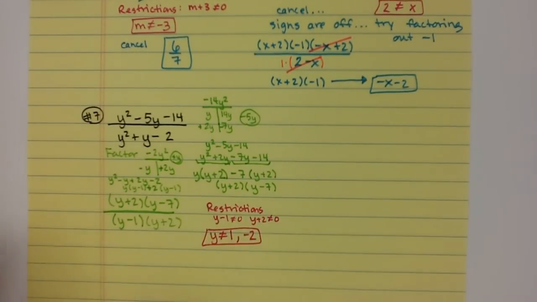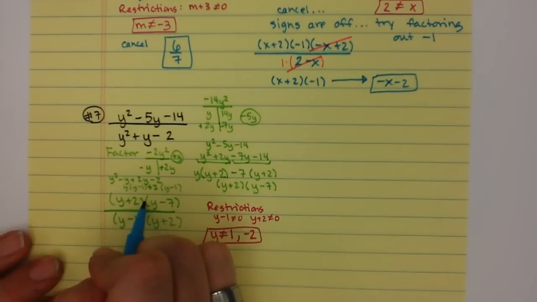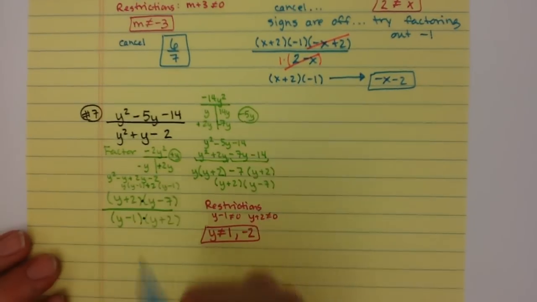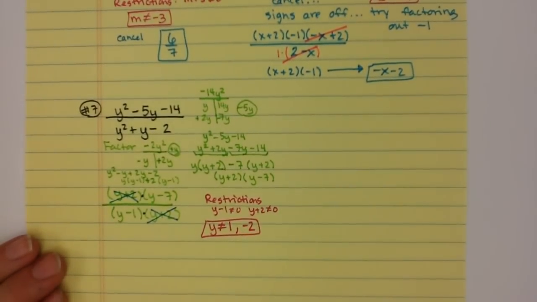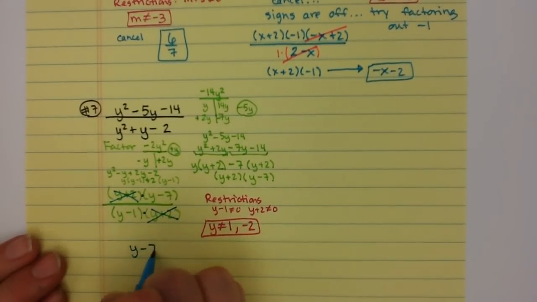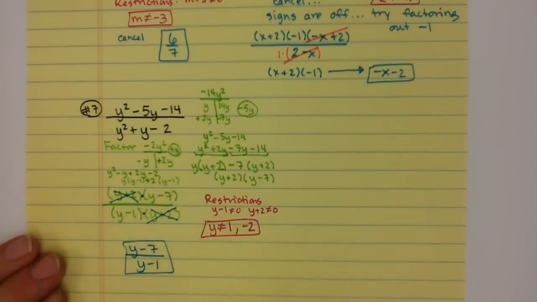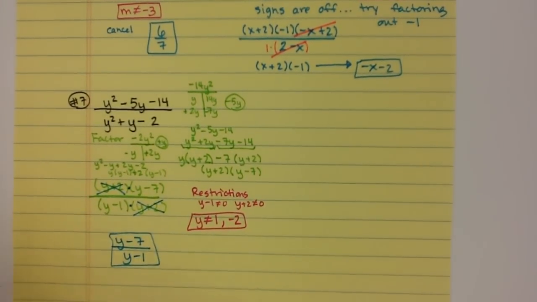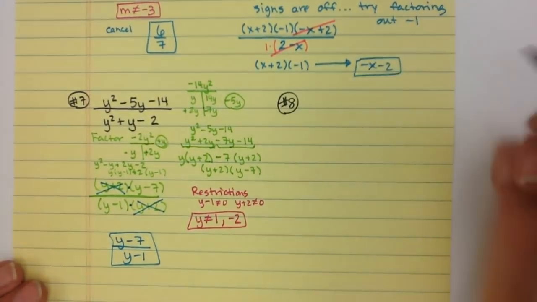Once that's out of the way, you can go ahead and cancel your face off. I have y plus 2 times y minus 7 over y minus 1 times y plus 2. So the y plus 2's cancel, and that's going to leave me with y minus 7 over y minus 1. Nothing else cancels because those are superglued. Look at that, we're already on lucky number 8.